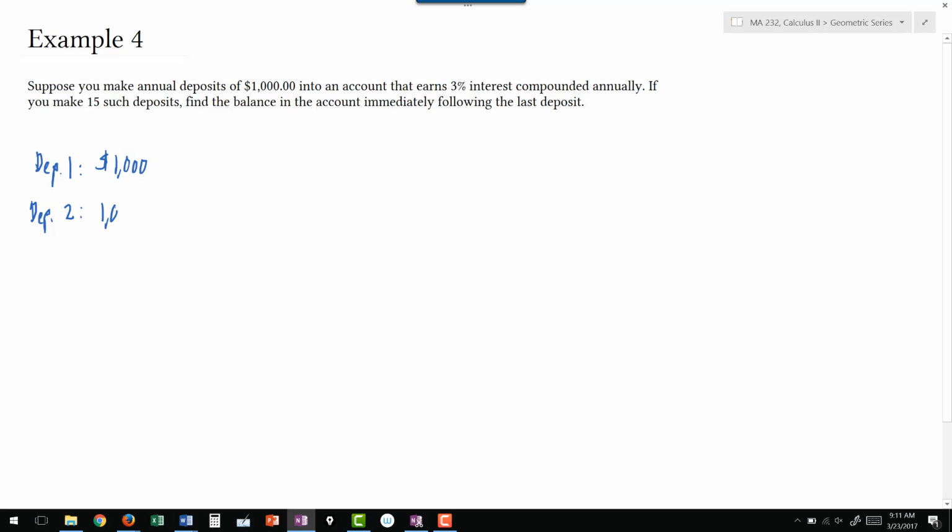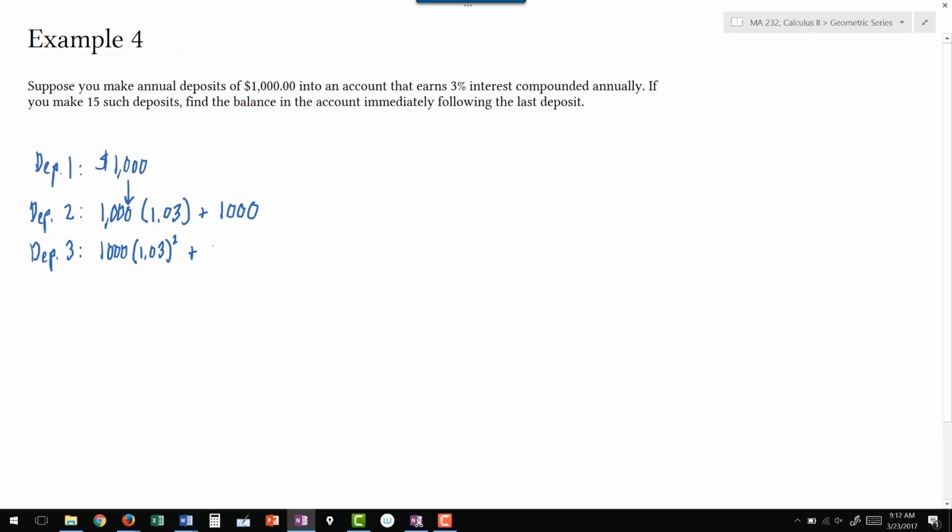What we're going to do is try to find a pattern that we can take advantage of here. After one deposit, there would be $1,000 in the account. Then a year later, that $1,000 would earn 3% interest, so it would become 1,000 times 1.03, and then in comes our second deposit of 1,000. So right after the second deposit, we have 1,000 times 1.03 plus 1,000. 1 year later, we make our third deposit.